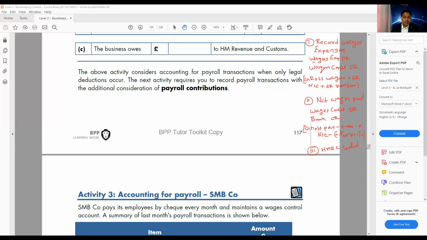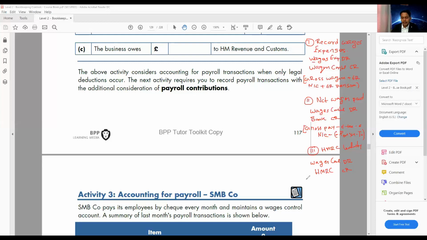On the HMRC liability section, we're going to see how much money we have to pay to HMRC. So the journal will be wages control debit, and HMRC credit.